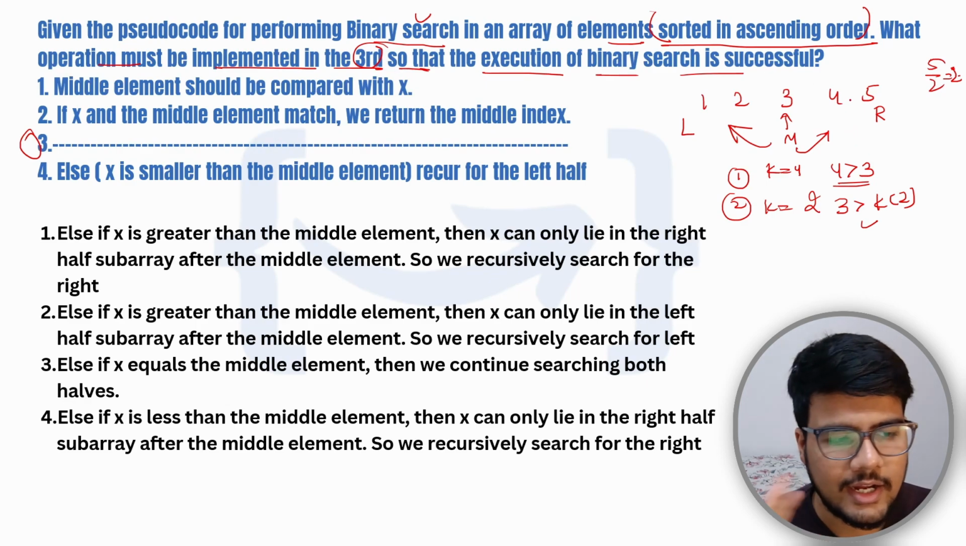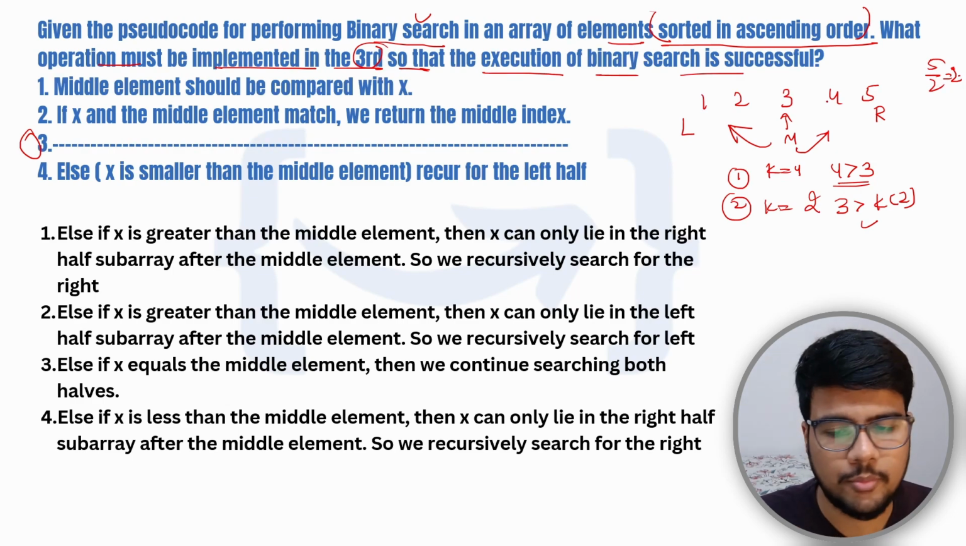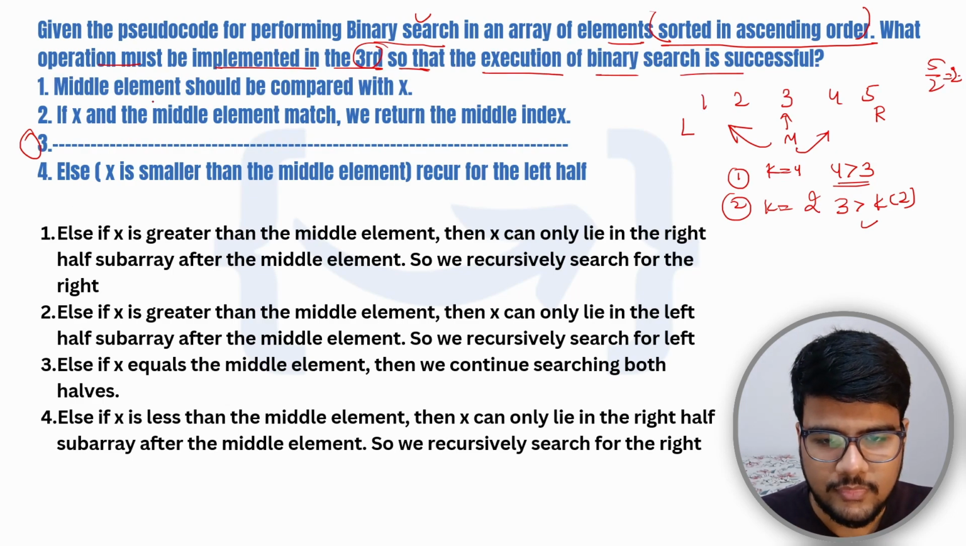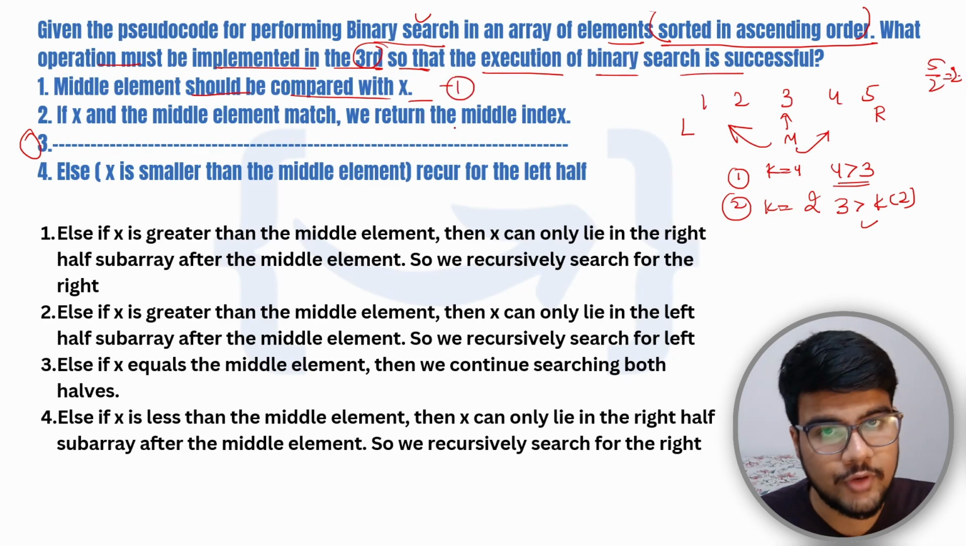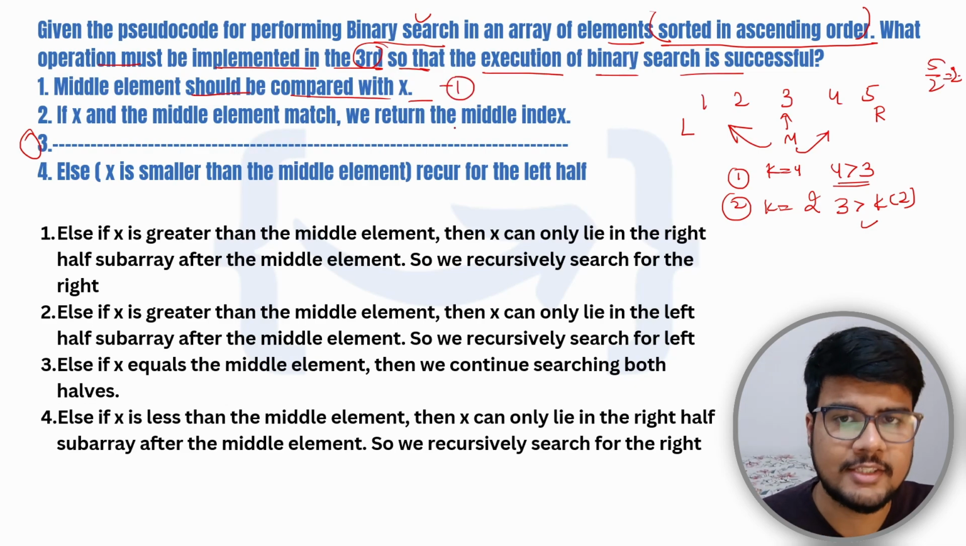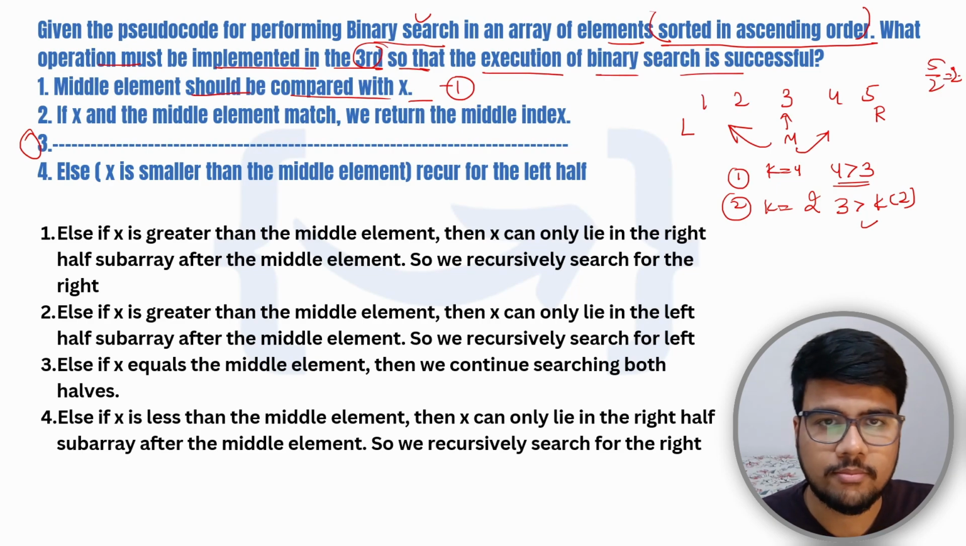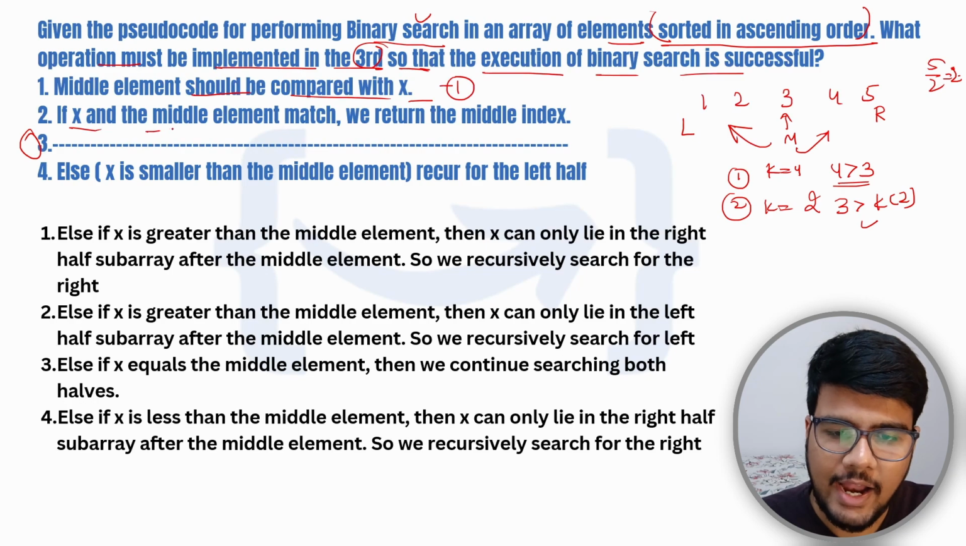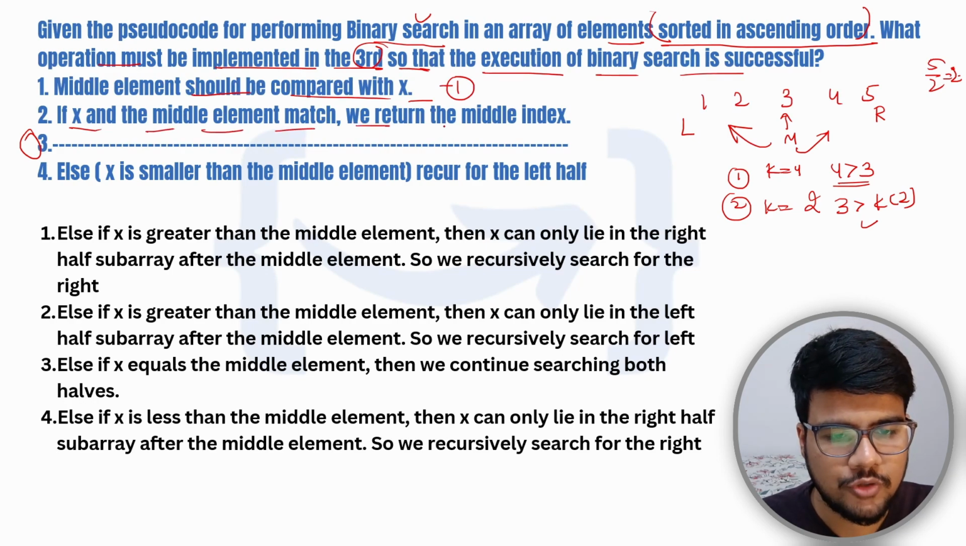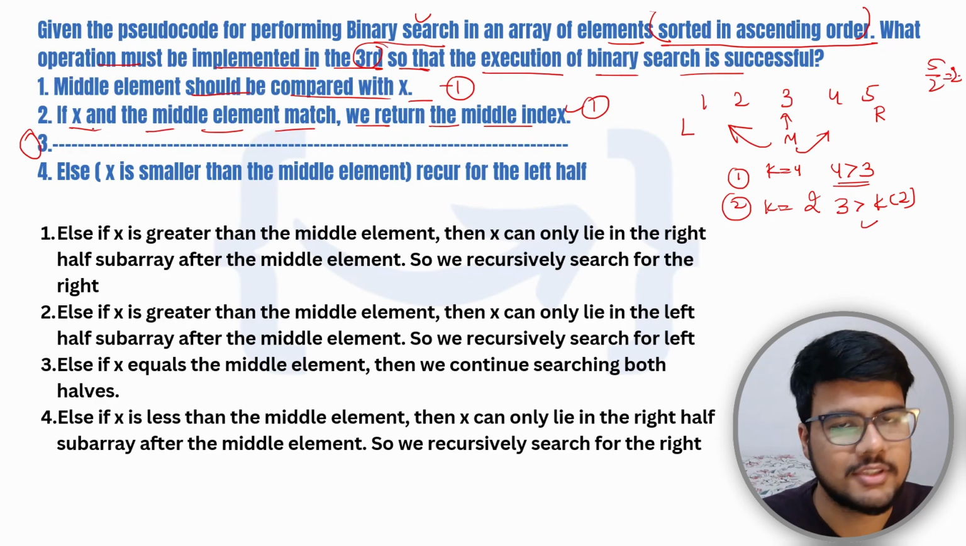So these are the few conditions that I talked about, the overview of binary search. The middle element should be compared with x. The first criterion would be this, so that we get to know whether the target element is equivalent to the mid element, or we need to shift our pointers. So if x and the middle element match, we return the middle index. The first criterion has been done.